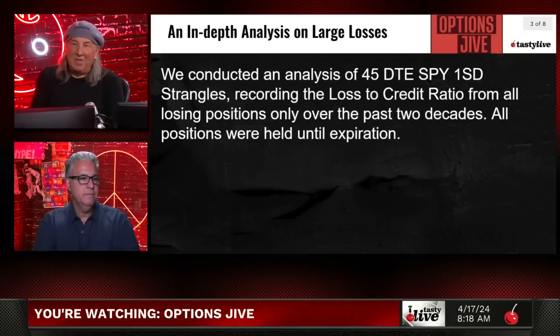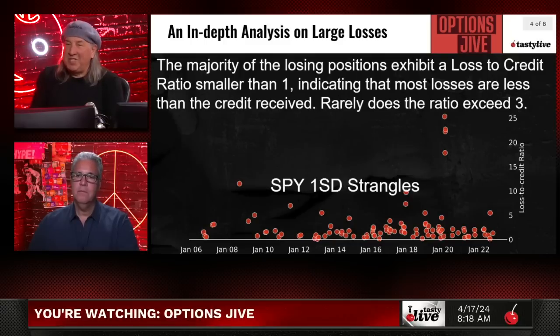So could we have reduced the size of these losses? Absolutely. We would have eliminated most of the large losses by managing early. But for the purposes of this, we're going to let everything go because this is going to be a worst case. The majority of the losing positions exhibit a loss to credit ratio smaller than 1, indicating that most losses are less than the credit received. Rarely does the ratio exceed 3x.